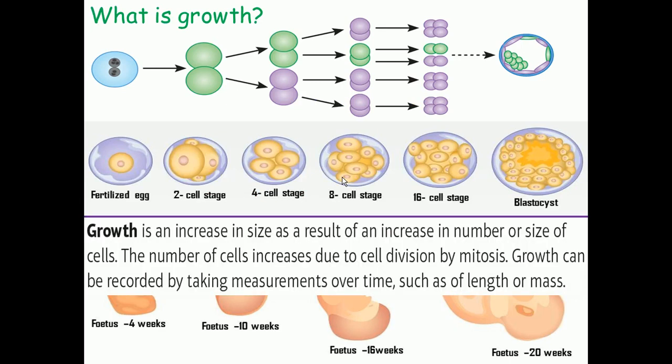Growth is when there's an increase in size, either because the number of cells increase or the cells themselves increase in size. The number of cells increase by cell division involving mitosis. You can record growth by taking measurements over time, such as the length or mass.